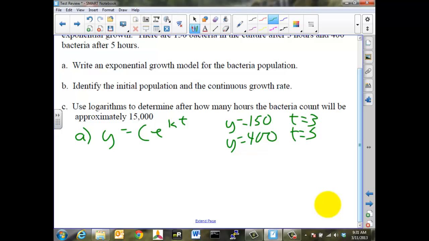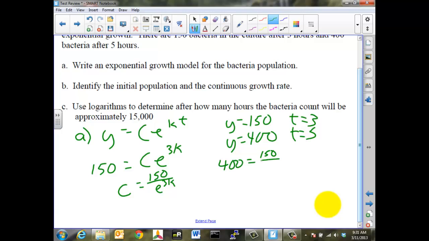Well, we tried it. Well, let's see. If we do this, we get 150 equals C e to the 3k, right? Yes. So then from that, I could say that C is 150 over e to the 3k, right? Yes. All right. So now in the second one here, I can say 400 equals C, I'm going to put that in for C, e to the 5k. Okay. See, yeah, because we saw k and it made it really crazy.